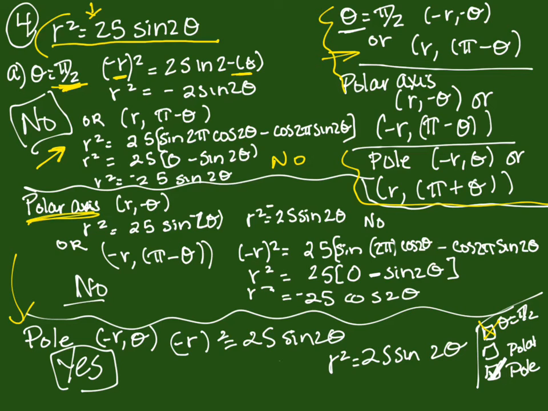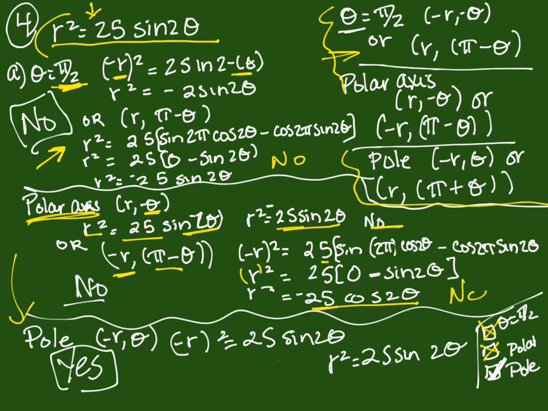Checking for the polar axis where I changed the angle to negative, the first part would definitely be a no, because r would stay the same, and just changing to negative theta changes it to a negative in front. So that would be a no. Now, going to the or part, I change it to negative r and pi minus theta, but then r would stay the same because it's r squared. And this would change to a negative 25 sine 2 theta, so that one is a no. So no to polar axis.